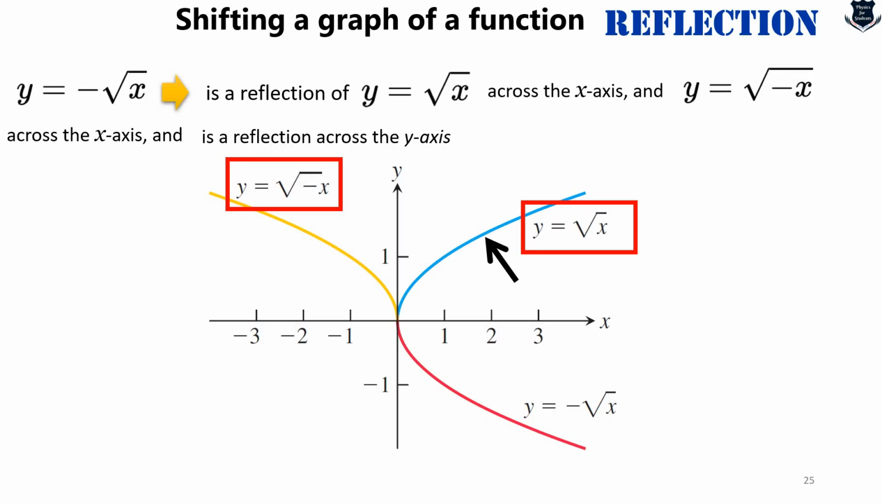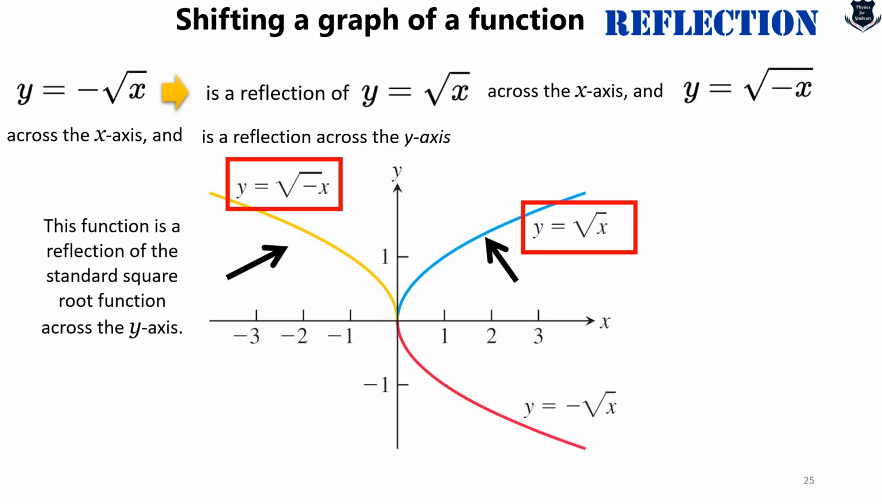Now we go to the yellow curve, which is y equals square root of minus x. This function is a reflection of the standard square root function across the y-axis. As you can see, this is the y-axis. It starts at the origin (0, 0) and increases as x decreases. So the domain of the function is x less than or equal to 0.